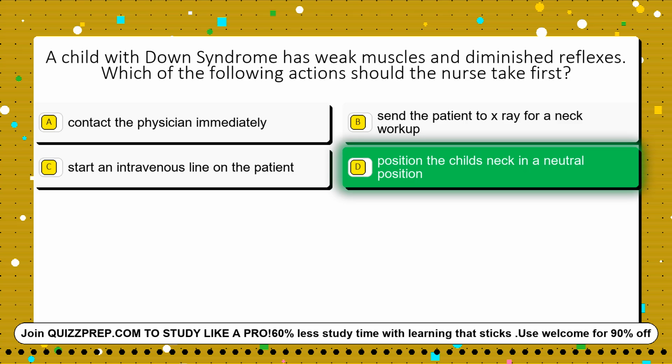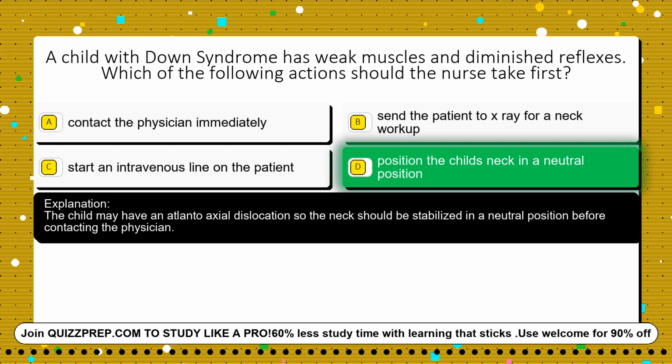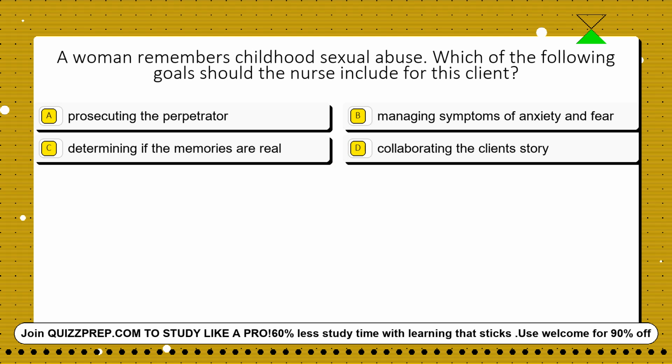The correct answer is option D. Position the child's neck in a neutral position. The child may have an atlantoaxial dislocation, so the neck should be stabilized in a neutral position before contacting the physician.